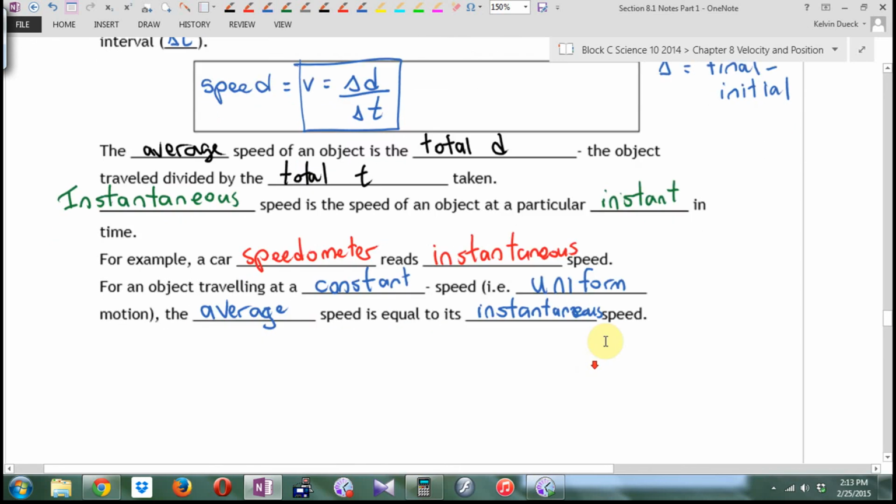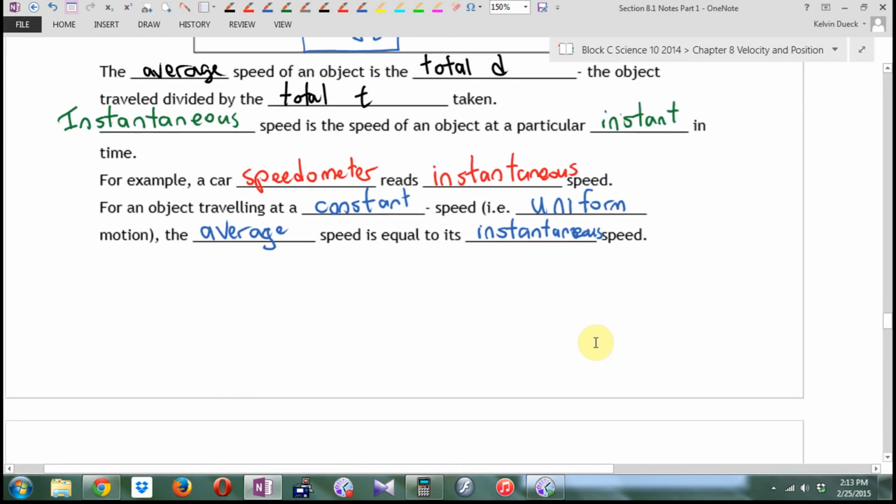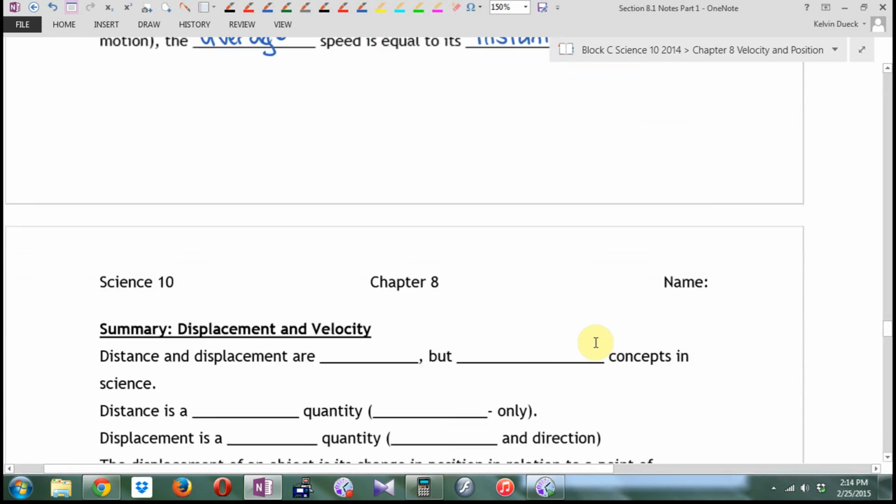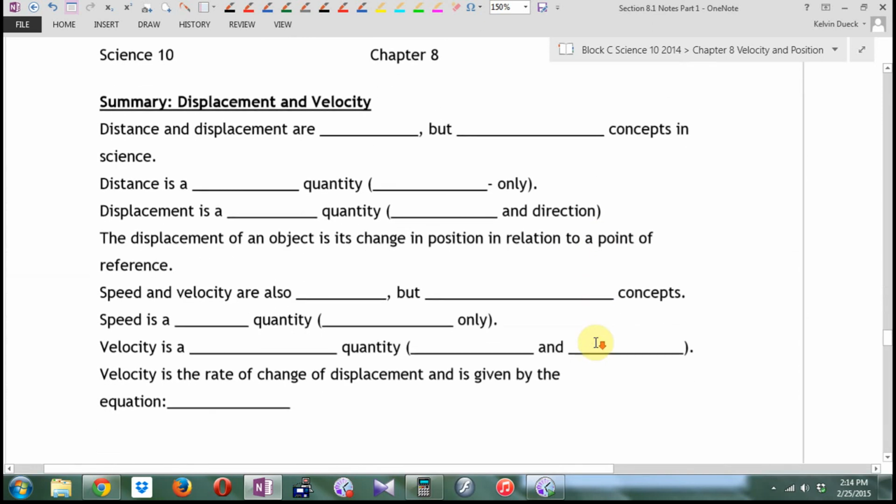But summary, nearly done. Put everything together.